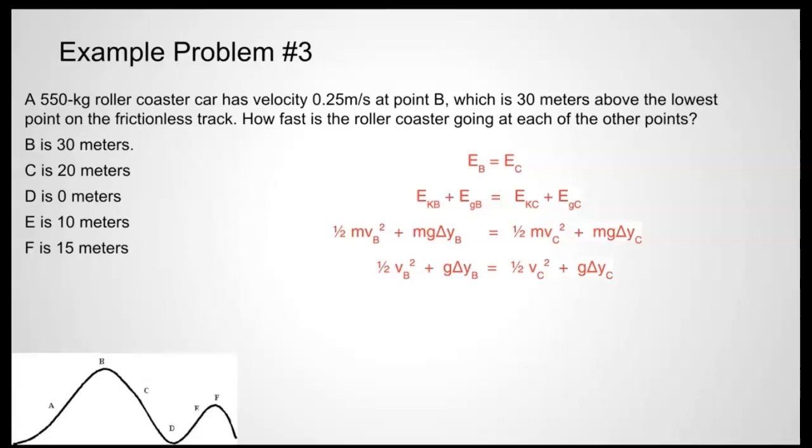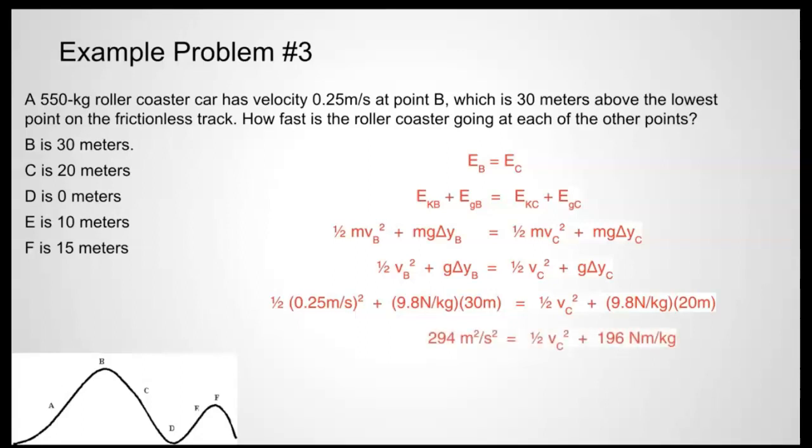I know everything on this line except what I'm trying to solve for, which is the speed at C, the velocity at C. So I start plugging in my numbers. Please be very careful to make sure that your speed at point B goes in for the v subscript B. Your delta y at point B goes in for the delta y at point B. I know that's an obvious thing to say, but this is the part where I see students making the most mistakes, is the simple substitution, because there's a lot of variables to keep track of, and it's very easy to put the wrong variable in the wrong spot.